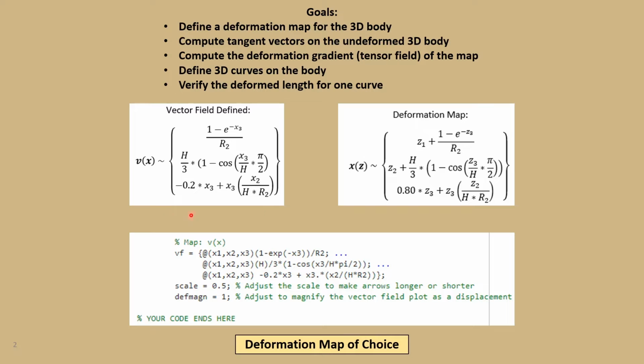So below here, I've just highlighted my deformation map and my vector field definitions for my 3D body of my choice, and you can see that my deformation map on the right there translates very closely to my vector field on the left, where I've just replaced all the appropriate x locations with the appropriate z values, and then added z1, z2, and z3 to the appropriate rows of the vector. And then below there is just the code highlighting the deformation map that plots in MATLAB.